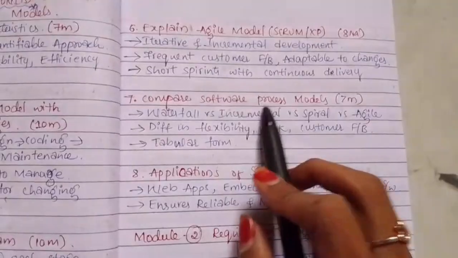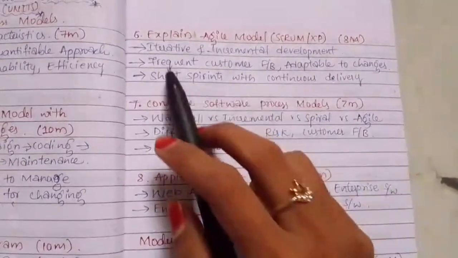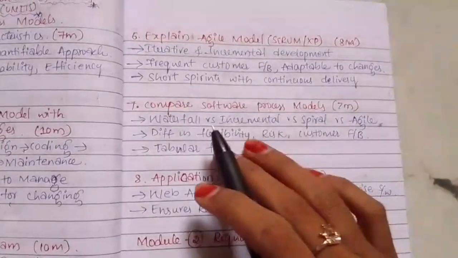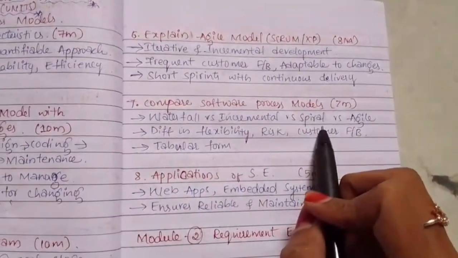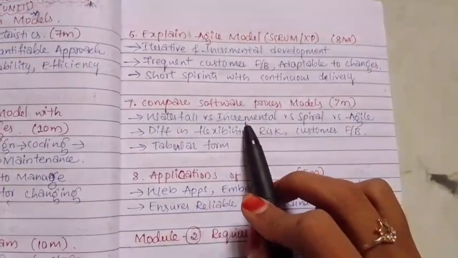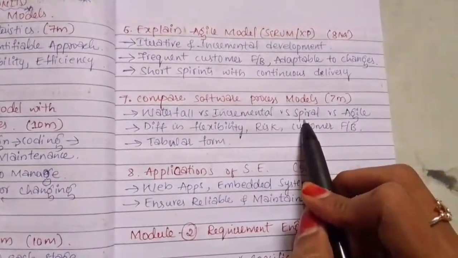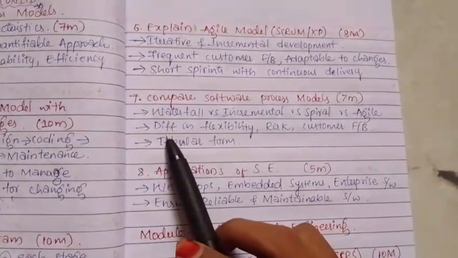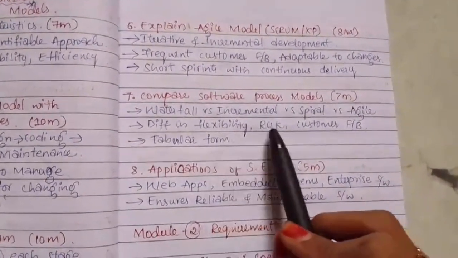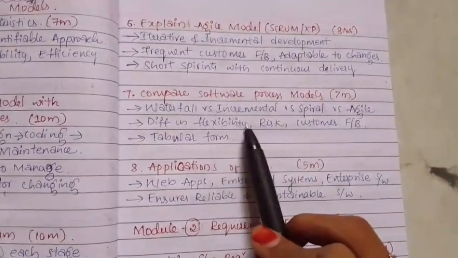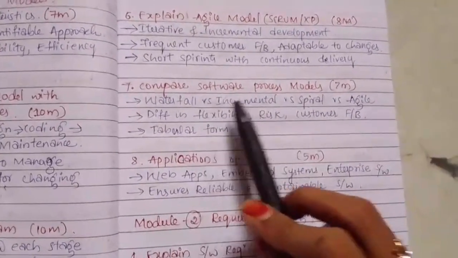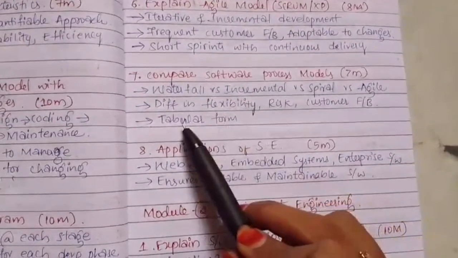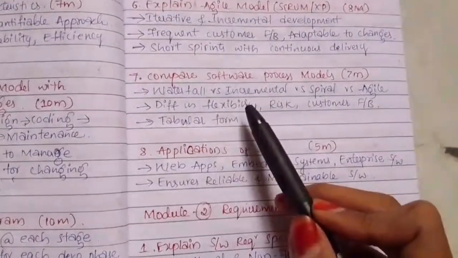Compare the software process models. We have agile, waterfall, incremental, spiral. You have to compare all 4 models. They may ask waterfall versus incremental. They may ask incremental and spiral. You have to prepare for all 4 models. And the difference in flexibility, risk, customer feedback. You have to include these factors in the differences. If you write in tabular form, then it will be easy for the examiner to correct it.